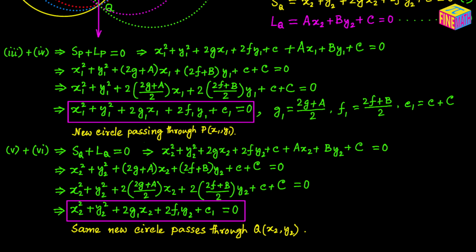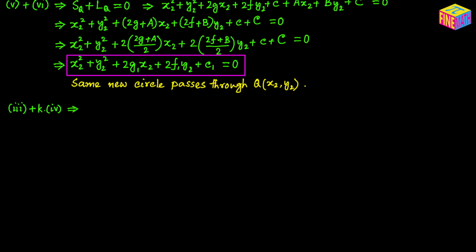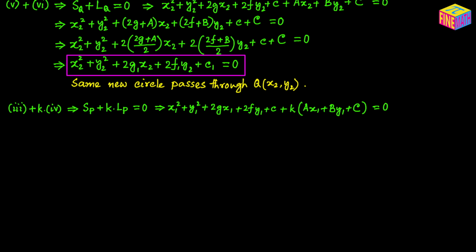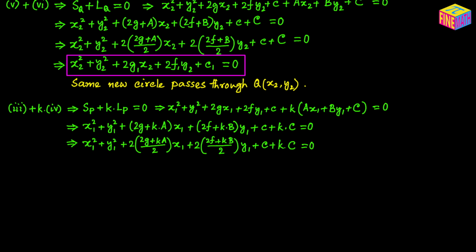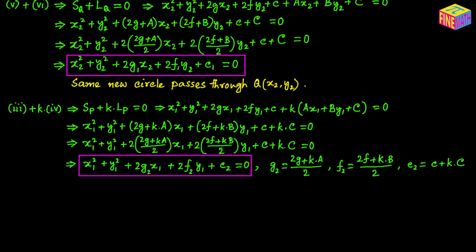Next, we are going to try a similar operation. We are going to add equation number 3 with k times equation number 4 and see what happens. So our equation will look like this, and if we simplify a little bit, our equation will look like this. And if we rewrite this equation, then it would look like this. And if we write it in a simplified form, we can write it like this. Now if you carefully look at this equation, it actually represents the equation of a circle when satisfied with the coordinates of point P. So just by adding equation number 3 with k times equation number 4, we are able to come up with the equation of another circle which also goes through the point P.